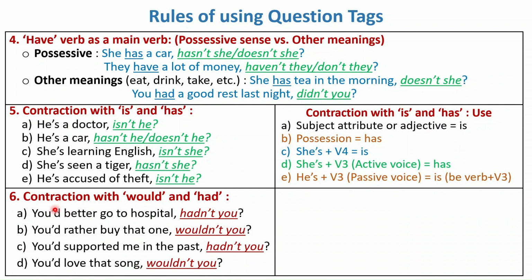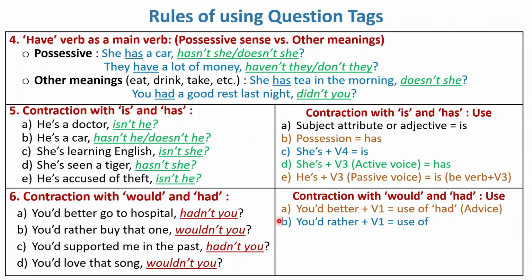Okay. It looks similar, but there are certain clues that we should know to find out the situations in which we have to use had or would. Okay, let's observe. You'd better. Before better, this is had. Before rather, this is would. Before b3 or past participle, this is had in past perfect tense. Before b1 or infinitive form, this is would. Would plus b1, had plus b3, had plus better, would plus rather.